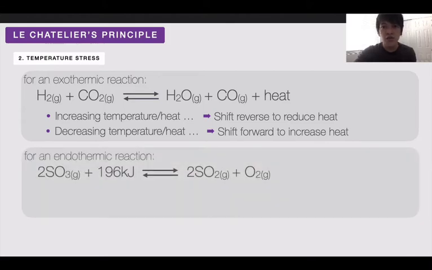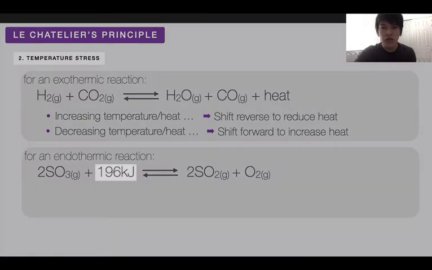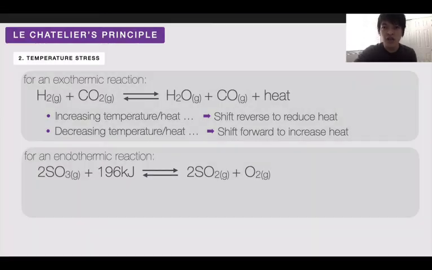For endothermic reactions, we would treat the heat as a reactant. But here, I want to write it in a different form that you may need to recognize it as. In this example of an endothermic reaction, the 196 kJ stands for 196 kilojoules. Kilojoules is a unit of energy, so you can think of this as heat. Since the 196 kilojoules is on the reactant side, we can treat this heat energy as a reactant.